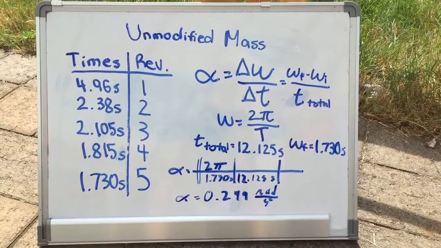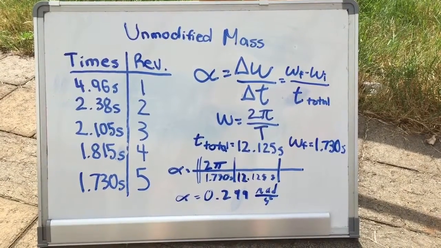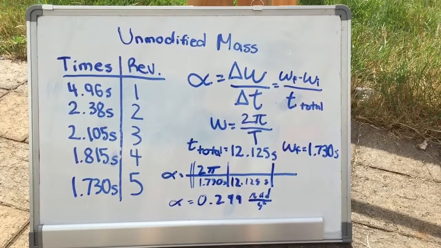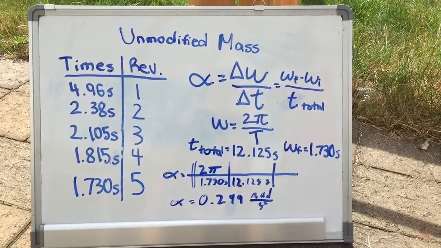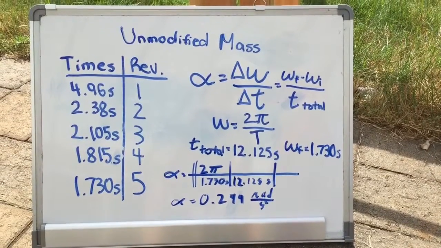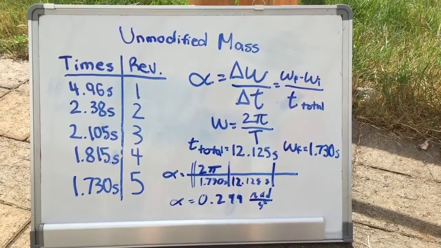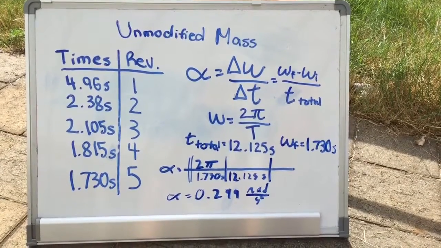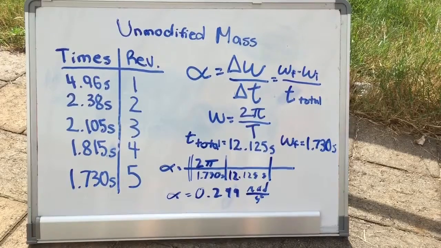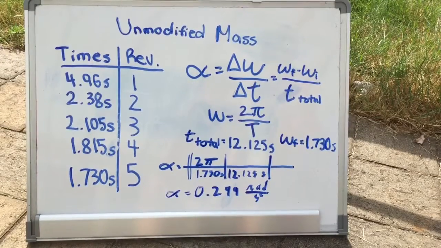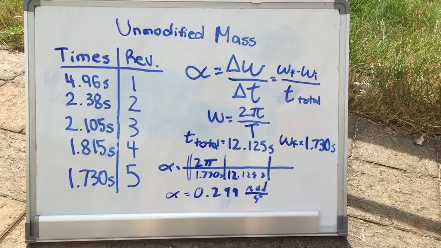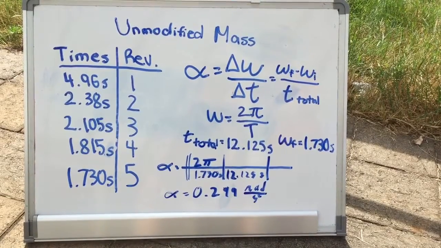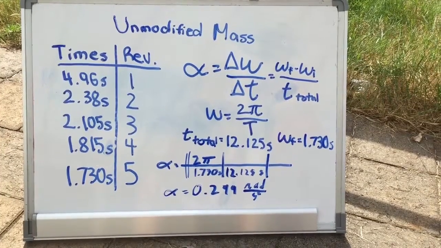So here are the results from various trials averaged together. You can see that the time for a single revolution changes as it accelerates. So angular acceleration was found with change in angular speed over change in time. So our total time came to 12.125 seconds, and the final angular speed was found with 2 pi over the period length. By the end, angular acceleration was 0.299 radians per second squared.